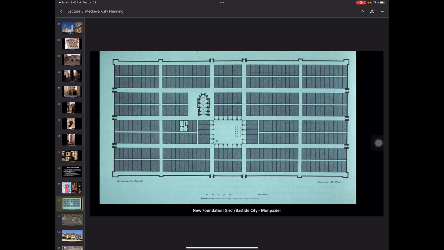So these towns are really directed towards merchants who can afford the taxation, and they want a really nice, clean, open square to sell their goods in. And so by attracting the merchants, you are now generating wealth for this area of France, or England in this case.